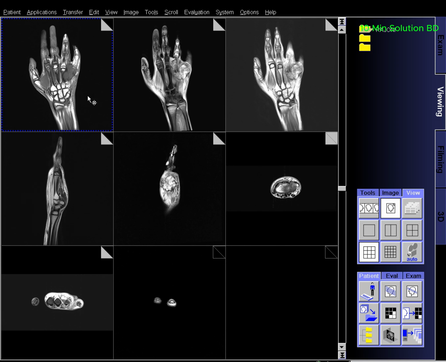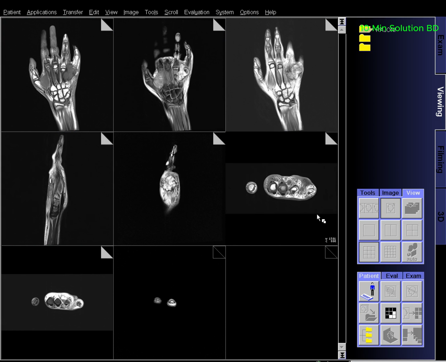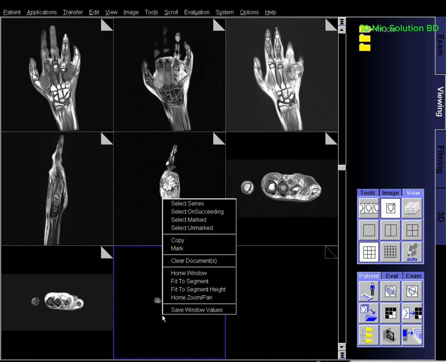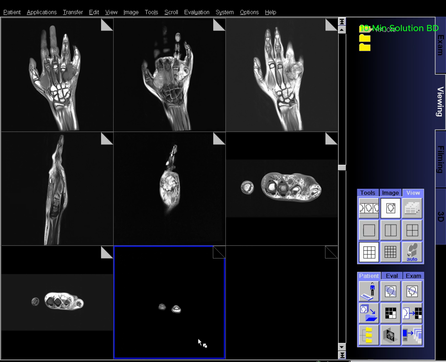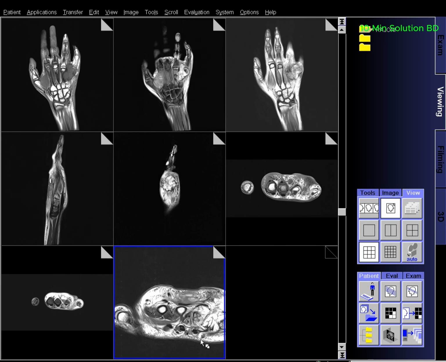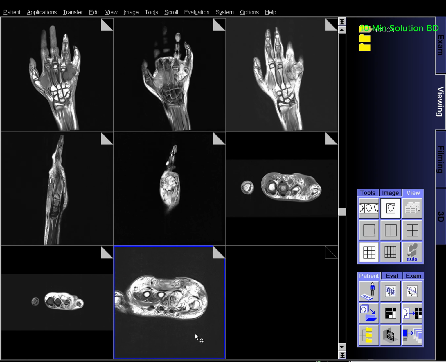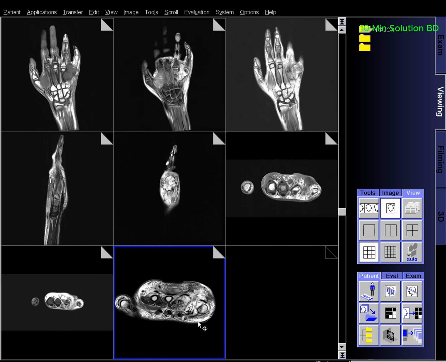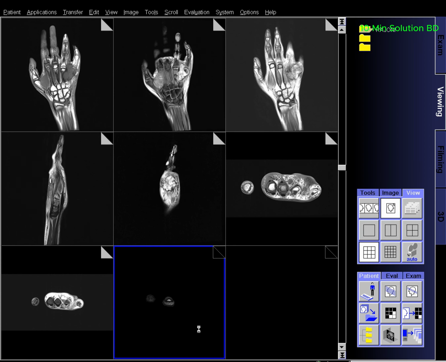Indications for hand MRI scan. Marrow abnormalities, for example, bone contusions, osteonecrosis, marrow edema syndromes, and stress fractures. Synovial-based disorders, for example, synovitis, tenosynovitis, bursitis, and ganglion cysts.